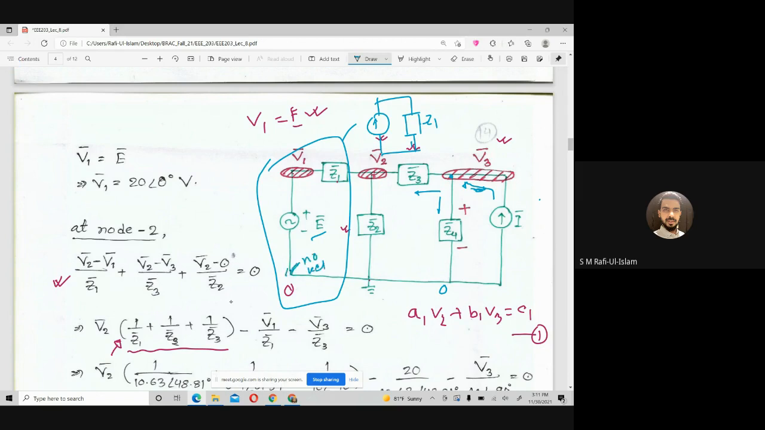Do we apply any KCL or KVL at the ground? No, sir. Probably not.